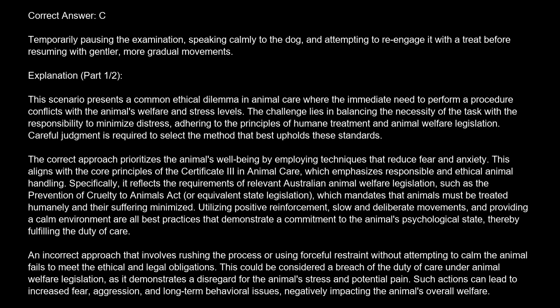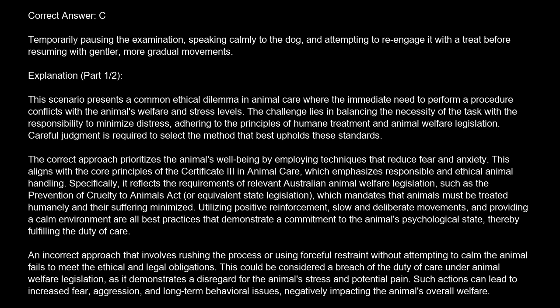handling. Specifically, it reflects the requirements of relevant Australian animal welfare legislation, such as the Prevention of Cruelty to Animals Act, or equivalent state legislation, which mandates that animals must be treated humanely and their suffering minimized. Utilizing positive reinforcement, slow and deliberate movements, and providing a calm environment are all best practices that demonstrate a commitment to the animal's psychological state, thereby fulfilling the duty of care.